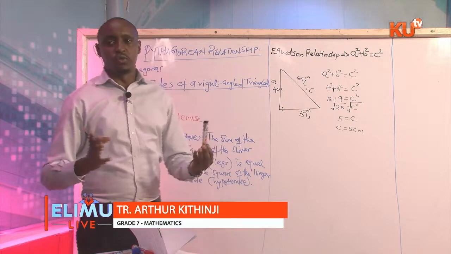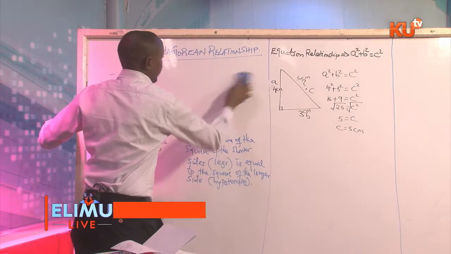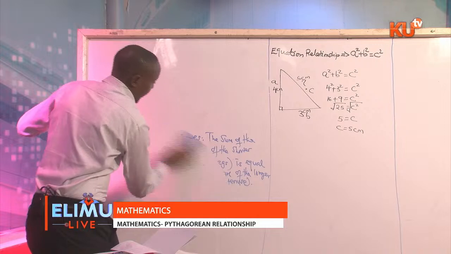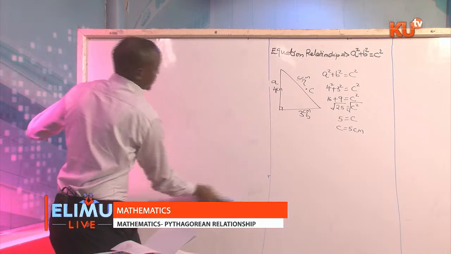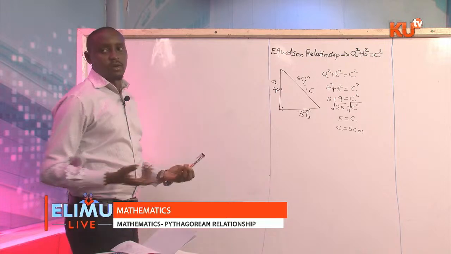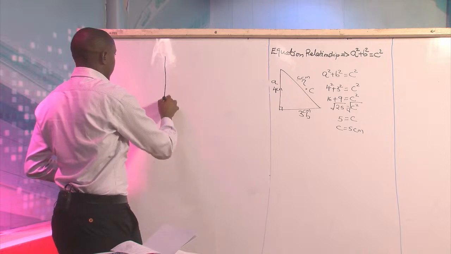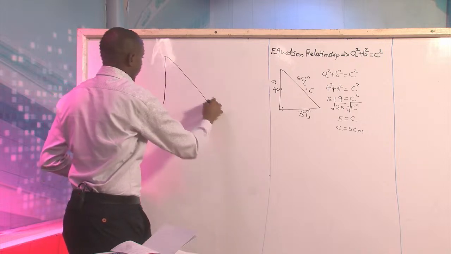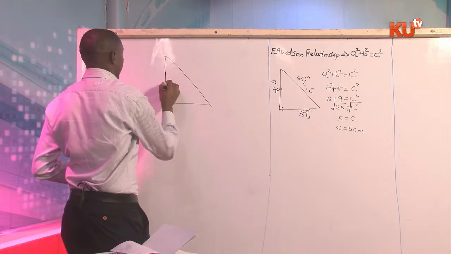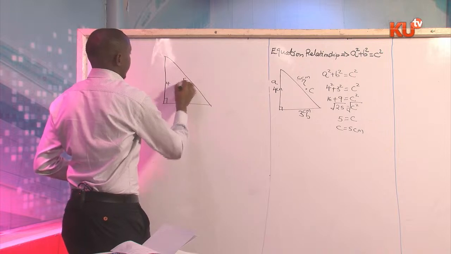Let's have a visual explanation of what we have just seen, or what we have just agreed upon, that the side is 5 centimeters. We all know what is a square. So let's come and have a drawing of our, oh sorry, of our right-angled triangle. We have said this side is 4, this side is 3, and we have seen this side is 5.